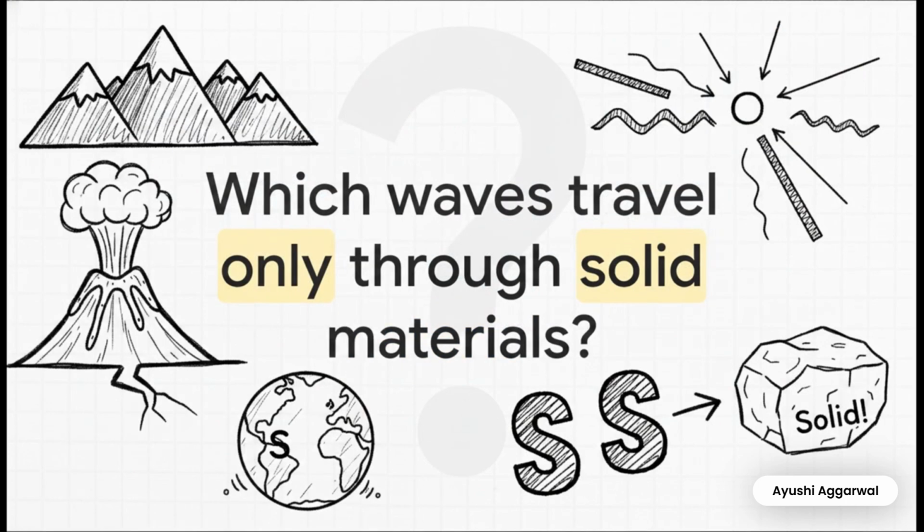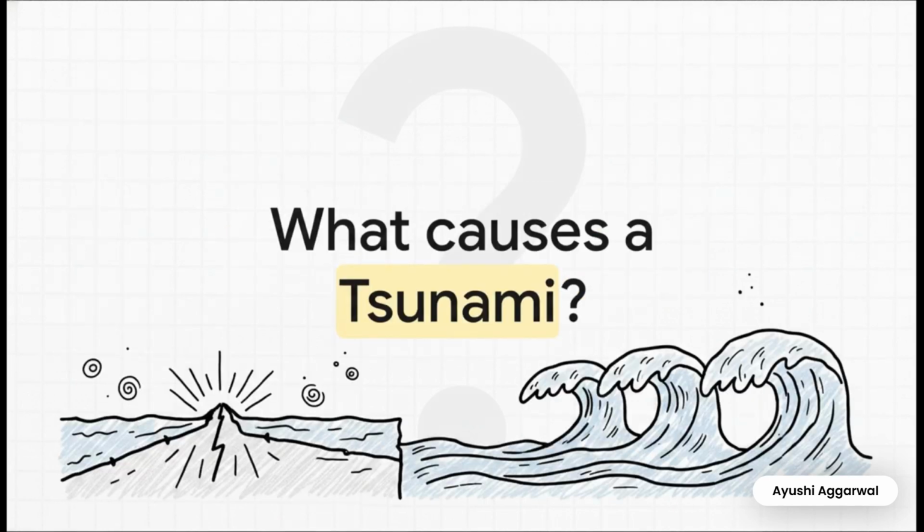Question 2. Which of the following earthquake waves can travel only through solid materials? Think back to my little alphabet trick from the comparison table for this highly repeated MCQ. Remember? S is for solid. Therefore, the correct answer is S waves, or secondary waves. Spot on. And one last question for today.